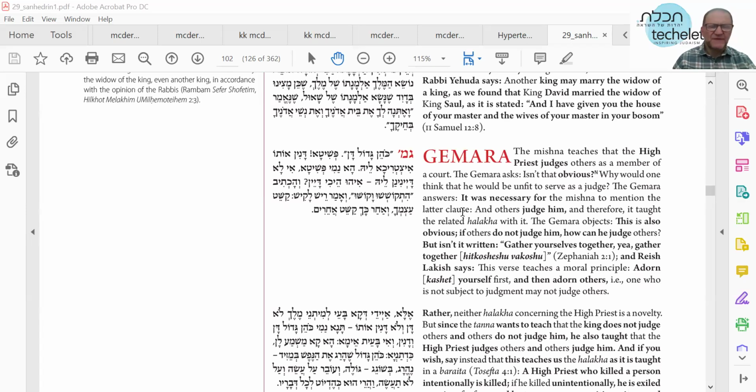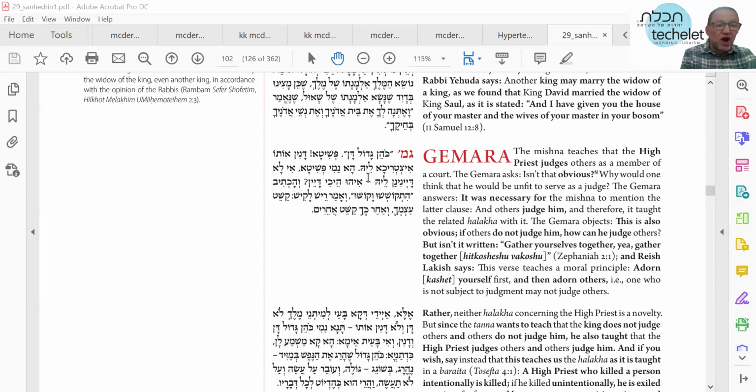But the Gemarah is not satisfied with that, because the Gemarah says you could have worked that out for yourself, because no man is above the law. So the Gemarah answers the question, and says, Danin oto itzricha lei. We need to say that he can be judged for the reason that Hannah just said. And so therefore, because we need to say the Kohen Gadol can be judged because nobody's above the law, stylistically, we then say, well, he can judge as well.